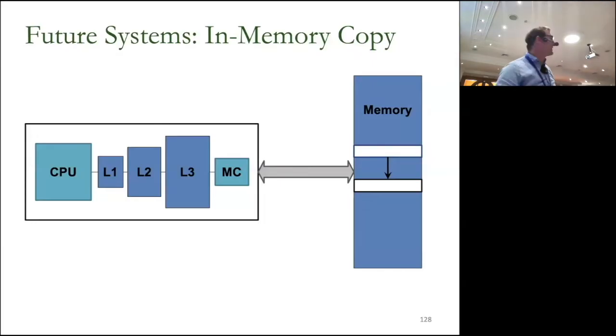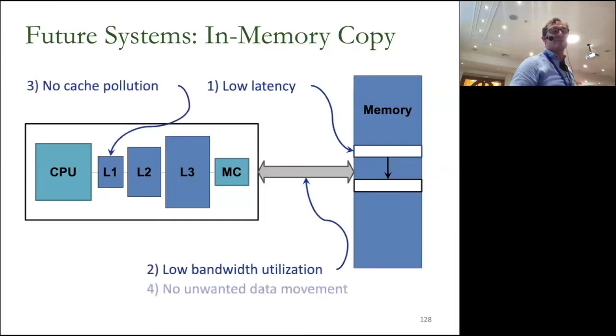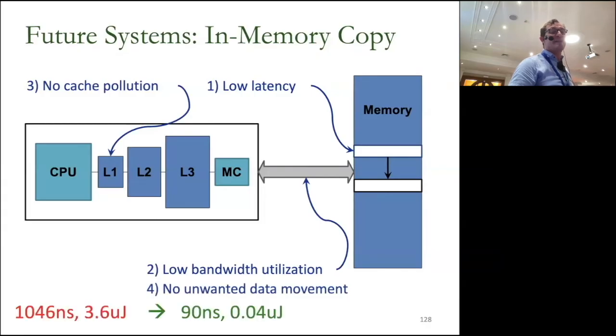Basically, that's the main thinking we need, I think, going into the future. Basically, just do it in memory. That's the idea. Low latency, low bandwidth, no cache pollution, no unwanted data movement. And this basically takes that 1,000 nanoseconds to only 90 nanoseconds and 3.6 microjoules to 0.04 microjoules. And the way to do it in DRAM is actually very simple.